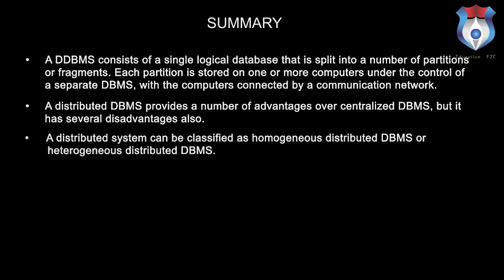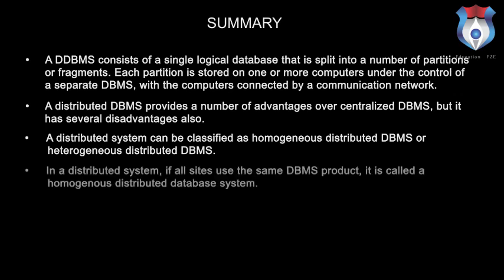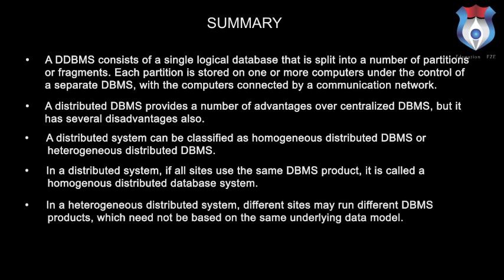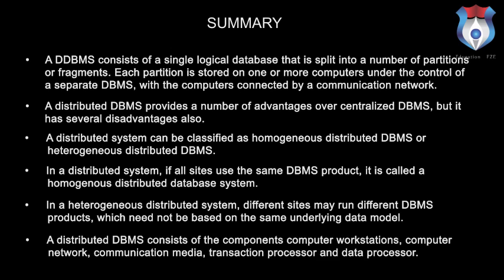A distributed system can be classified as homogeneous distributed DBMS or heterogeneous distributed DBMS. In a distributed system, if all sites use the same DBMS product, it is called a homogeneous distributed database system. In a heterogeneous distributed system, different sites may run different DBMS products, which need not be based on the same underlying data model. A distributed DBMS consists of the components: computer workstations, computer network, communication media, transaction processor, and data processor.